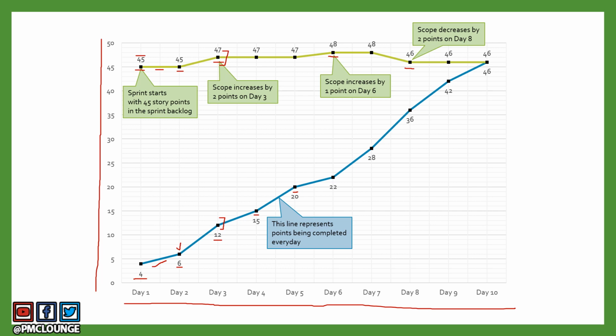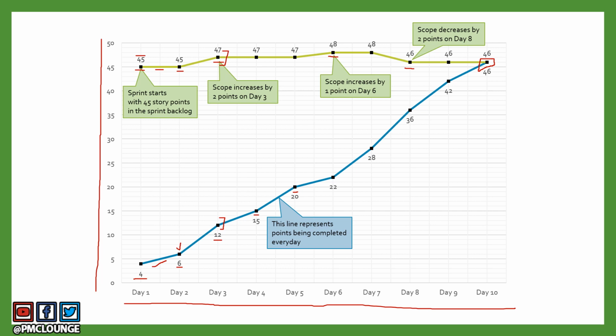Finally, on the last day, day 10, you could see that the scope was 46 points, and what the team accomplished was 46 points as well. So the team was able to accomplish whatever story points they had decided as part of this sprint. Looks like a successful sprint, right?